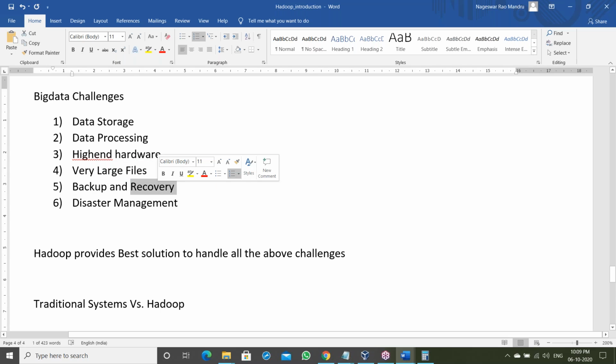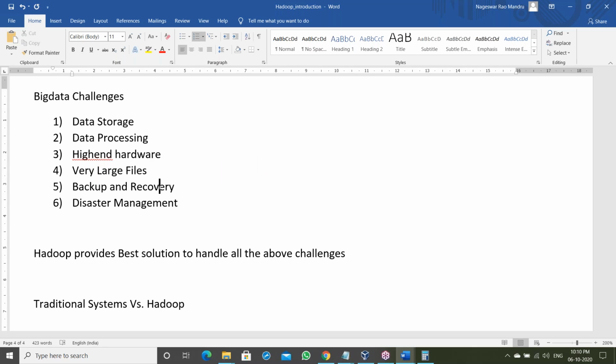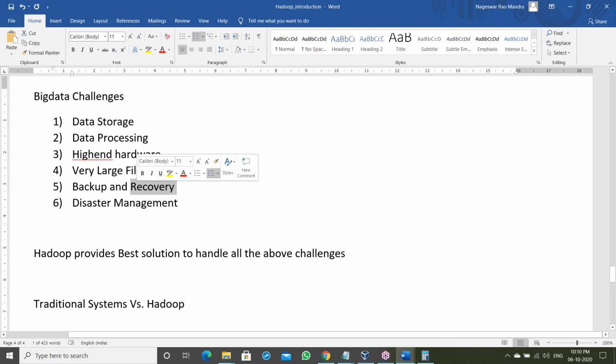Next, the recovery process. Suppose any server fails, it will be recovered automatically; the Hadoop engine will recover the server. In traditional systems, manual backup and manual recovery are required. Disaster management is also manual in traditional systems, but in Hadoop it is handled automatically. This topic we'll discuss tomorrow.